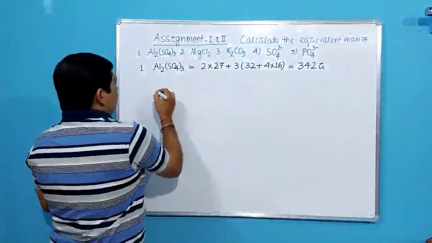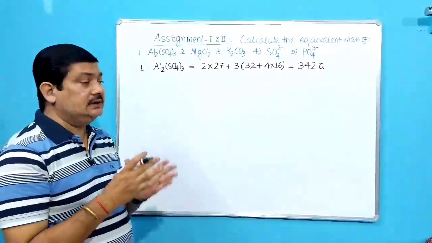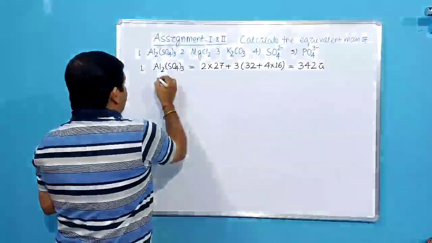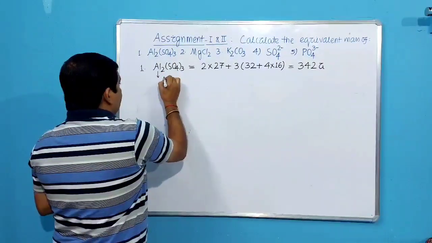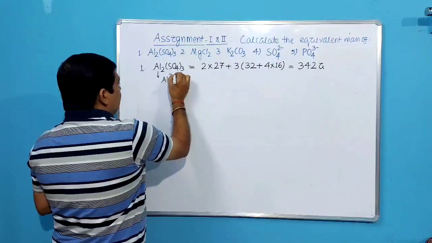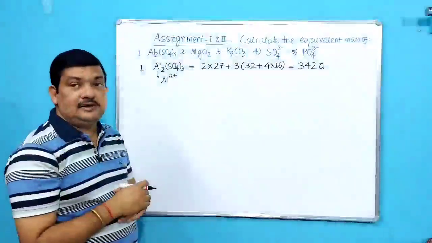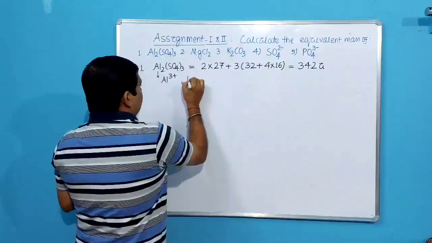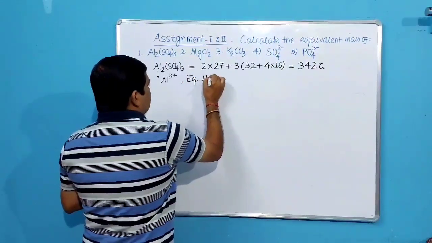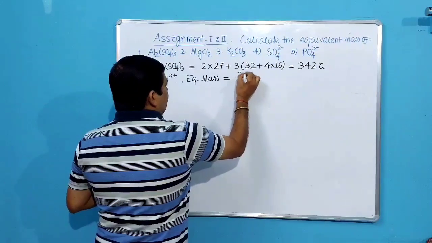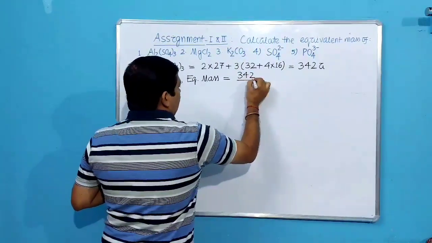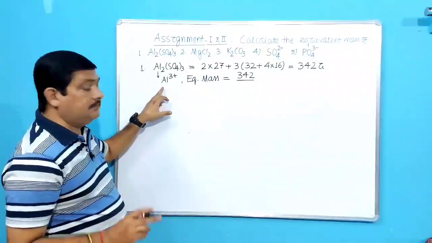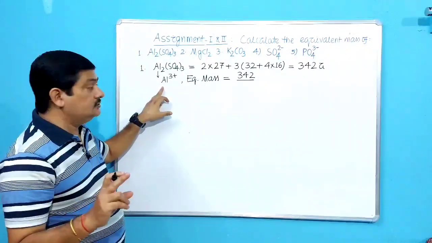Then what is the formula to calculate the equivalent mass of a salt? Molecular mass divided by total valency of the metal atom or metal ion. What is the metallic part here? Here the metallic part is aluminum, and we write aluminum as Al3+. So what is the valency of aluminum, the metal atom? It is 3. What will be the equivalent mass? Equivalent mass will be molecular mass, that is 342, divided by total valency of metal atom. There are 2 aluminum atoms here, and the valency of each atom is 3. So what will be the total valency?